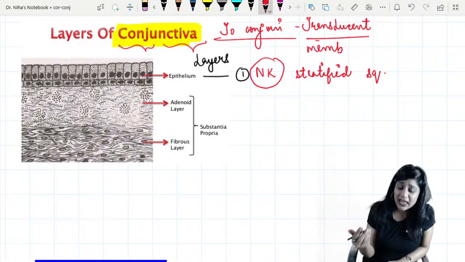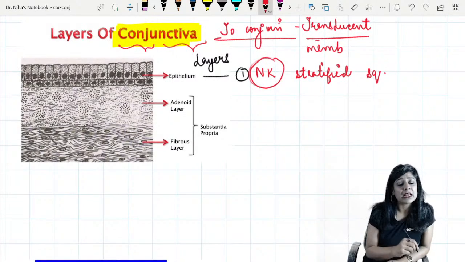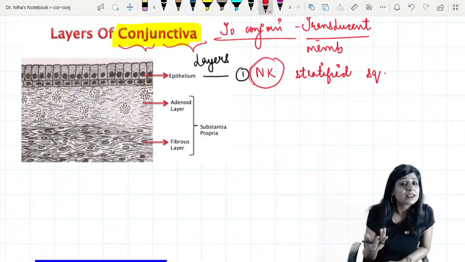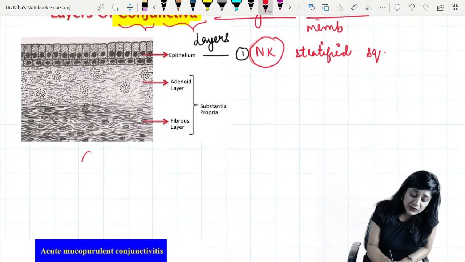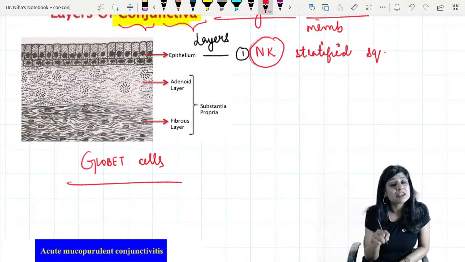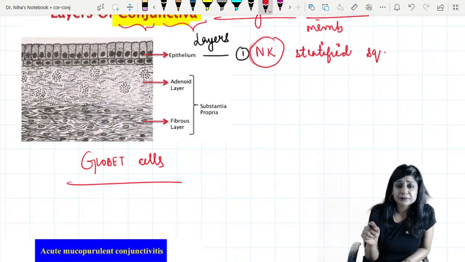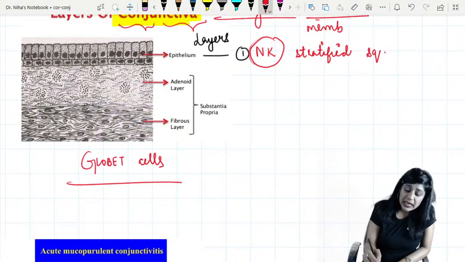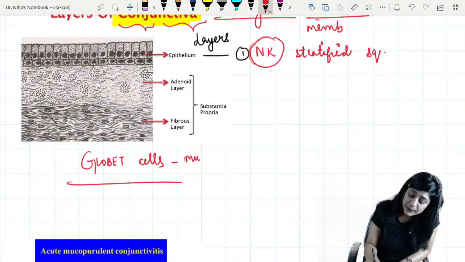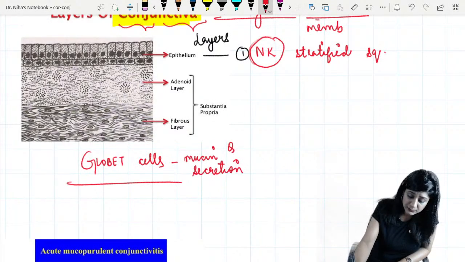So what do we have? We have non-keratinized epithelium. Now why is it not keratinized? Because we have got the goblet cells. Another important question: where do we have these goblet cells? We have the goblet cells in all parts of the epithelium, and they help in mucin secretion. It is actually helping mucin secretion, the important question number 2.